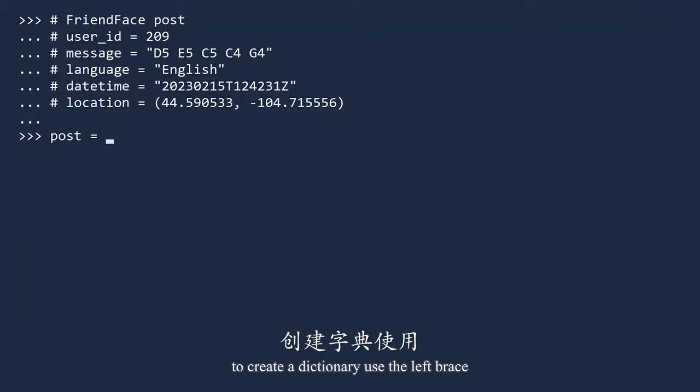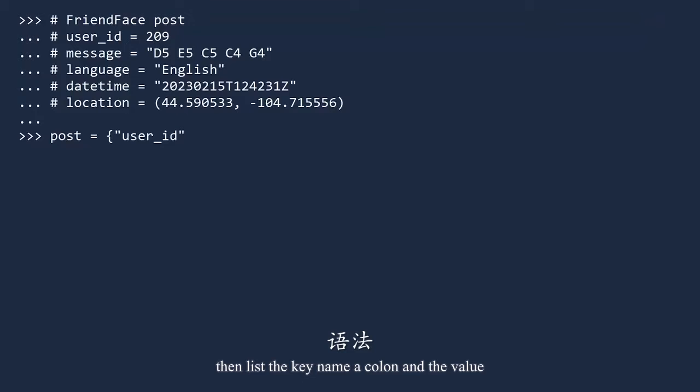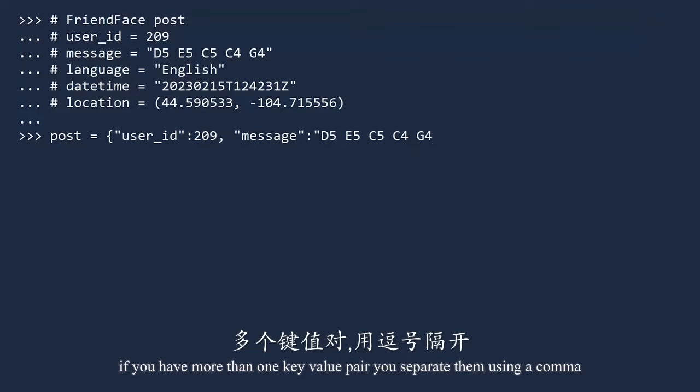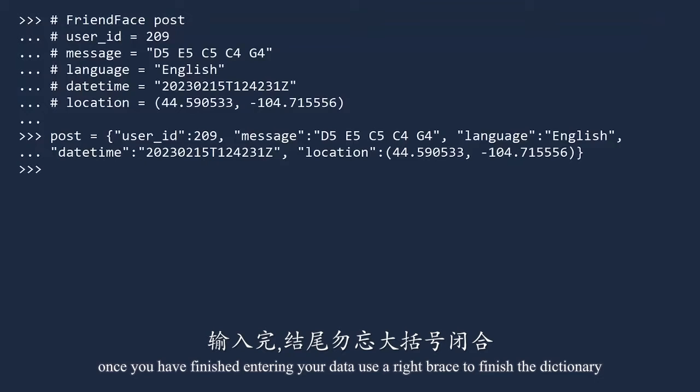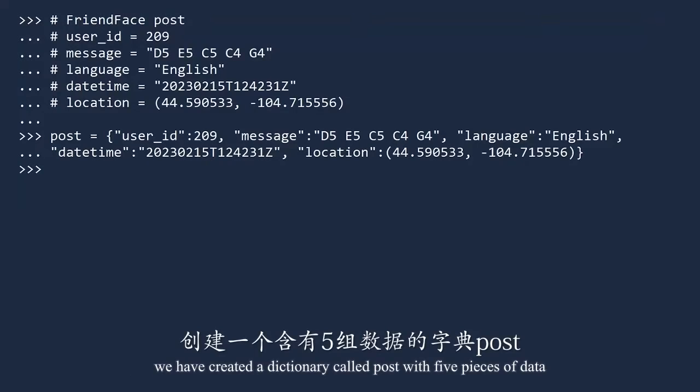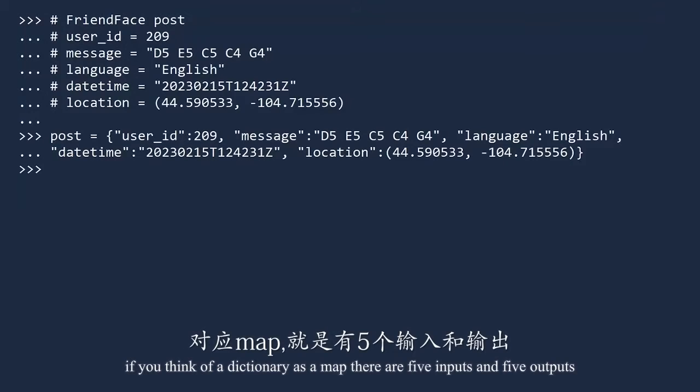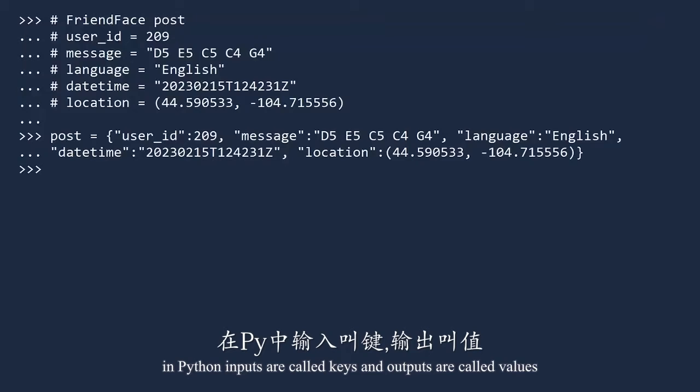To create a dictionary, use the left brace, then list the key name, a colon, and the value. If you have more than one key value pair, you separate them using a comma. Once you have finished entering your data, use a right brace to finish the dictionary. We have created a dictionary called post with 5 pieces of data. If you think of a dictionary as a map, there are 5 inputs and 5 outputs. In Python, inputs are called keys and outputs are called values.